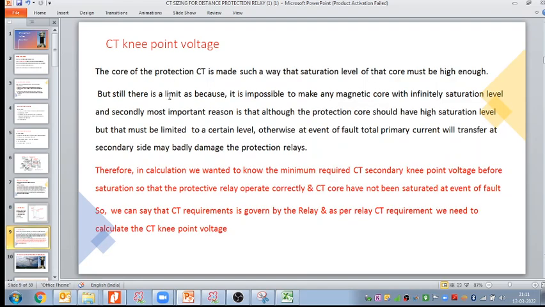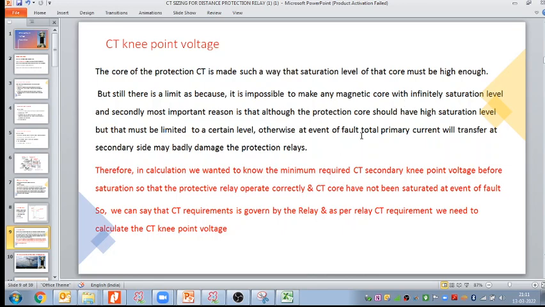Then the core of protection CT is made in such a way that the saturation level of that core must be high enough. But still there is a limit, because it is impossible to make any magnetic core with infinite saturation level. And secondly, the most important reason is that although the protection core should have a high saturation level, that must be limited to a certain value.